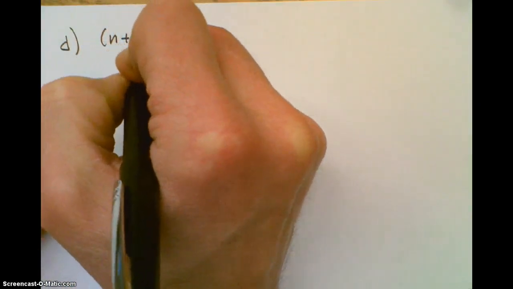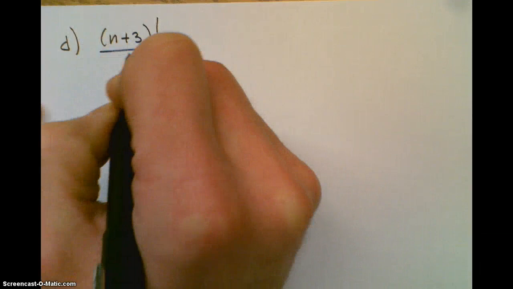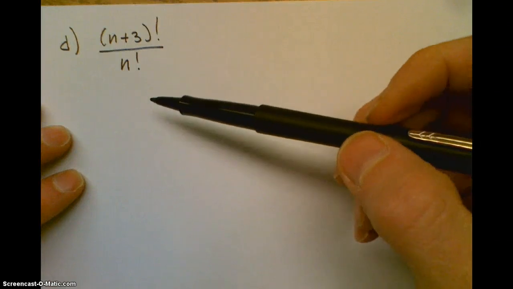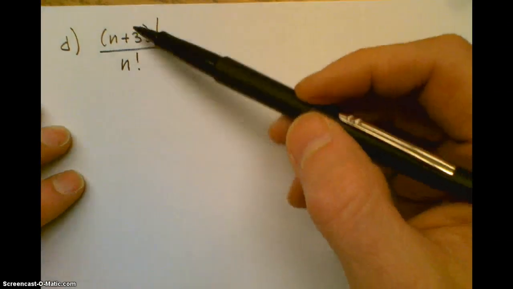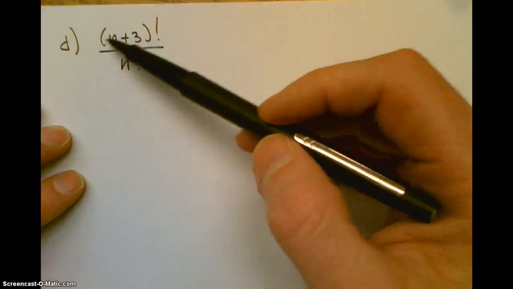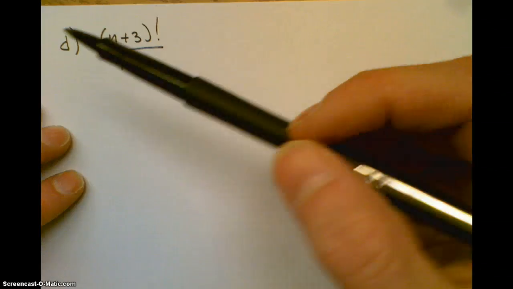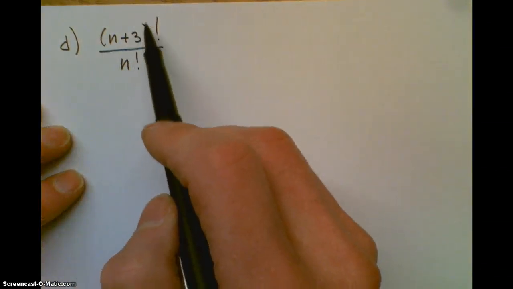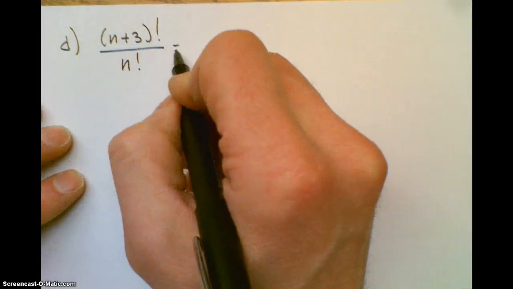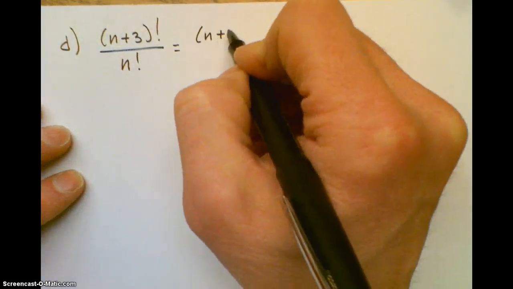Let's take a look at what this would look like with variables. So let's say I had n plus 3 factorial divided by n factorial. In the last example, we talked about starting with the largest number first. So if we look at these two, which one's going to be larger, n plus 3 factorial or n factorial? So n plus 3 is going to be a larger number, so I'm going to start simplifying that first. So I'm going to have n plus 3.